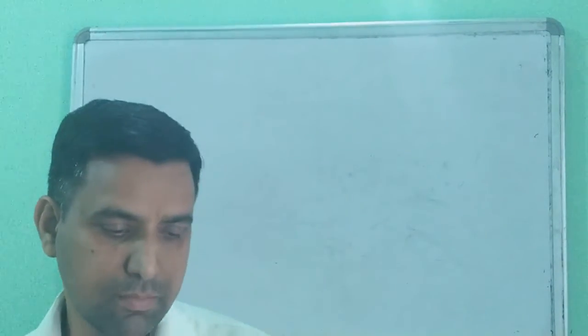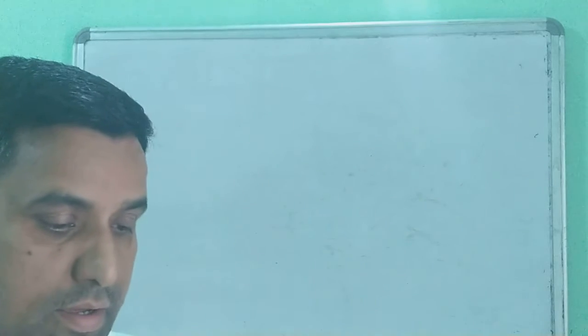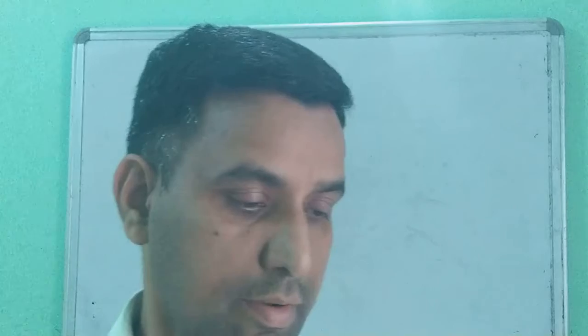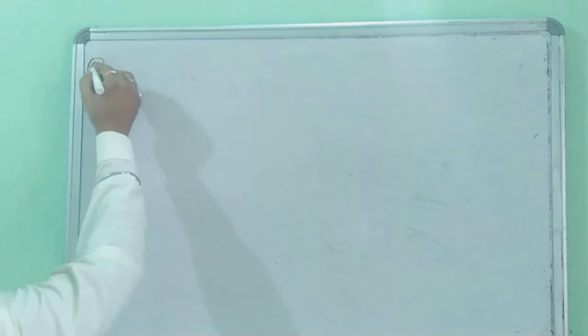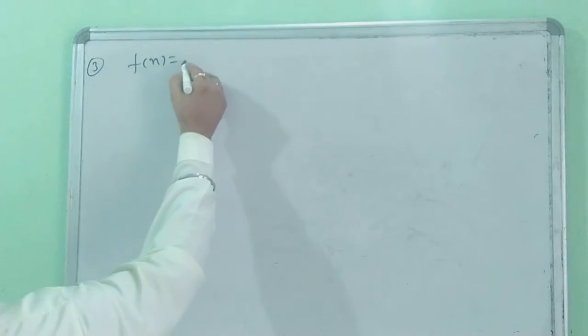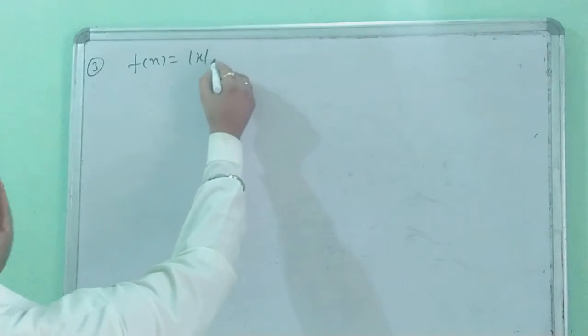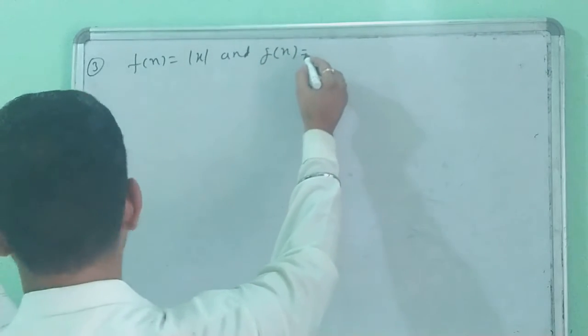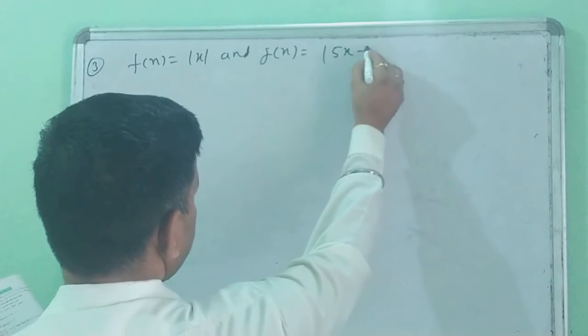Yes, students, question number 2 from the NCERT book. To find gof and fog if f(x) equals mod x and g(x) equals mod of 5x minus 2. The two functions given here: f(x) equals mod x, and the value of g(x) is mod 5x minus 2.